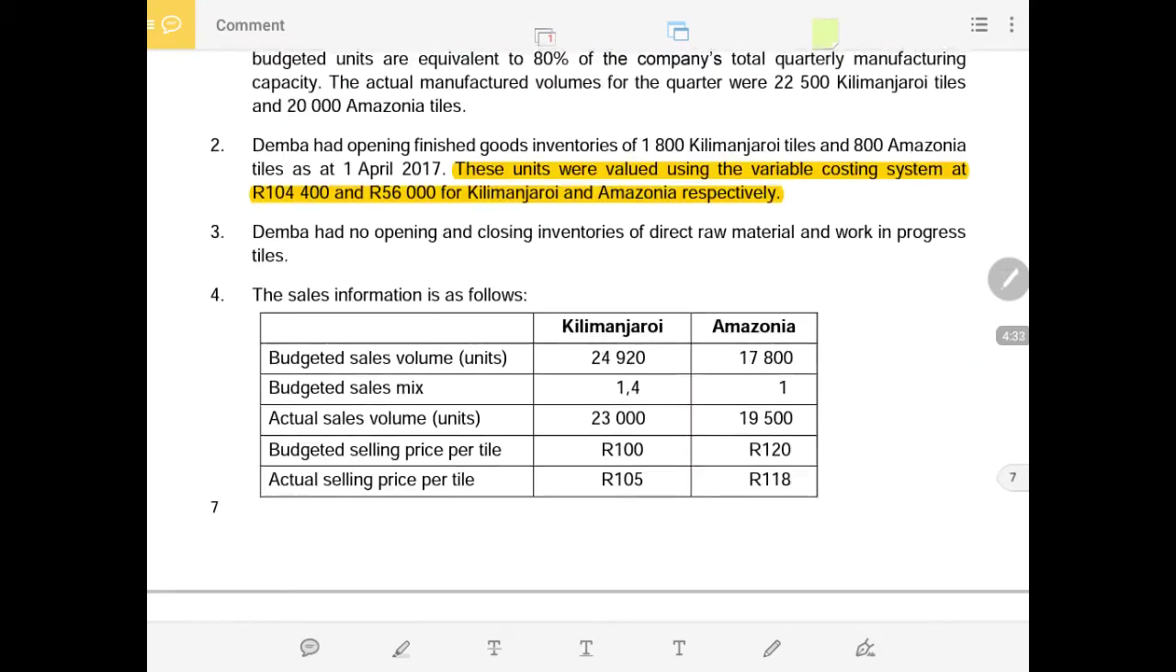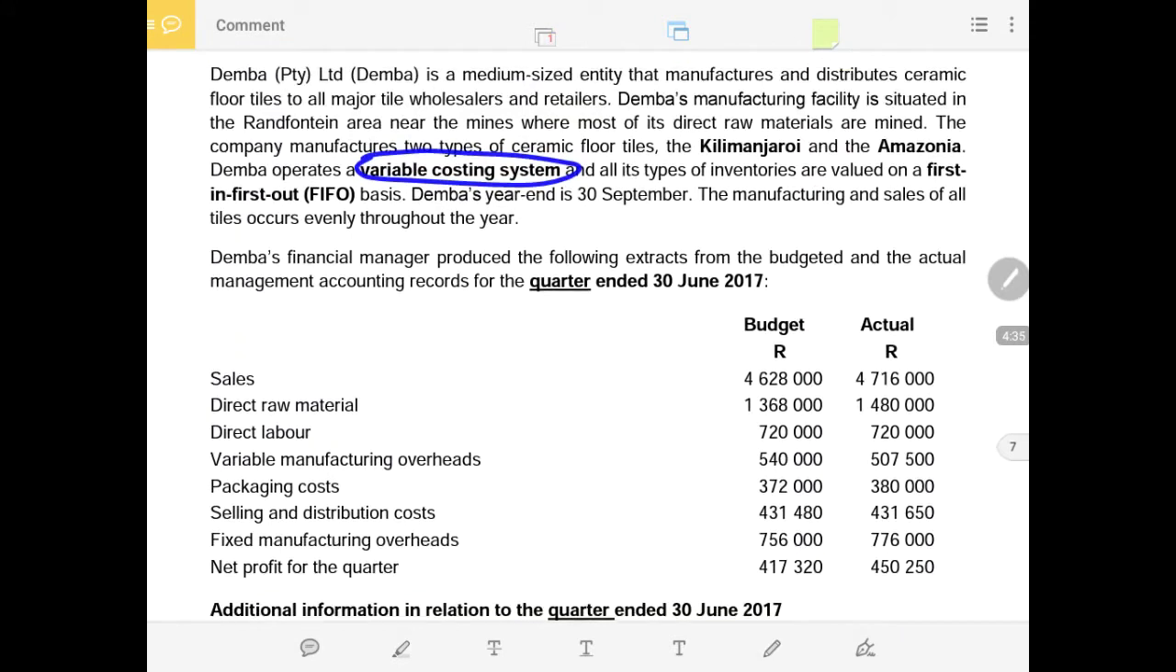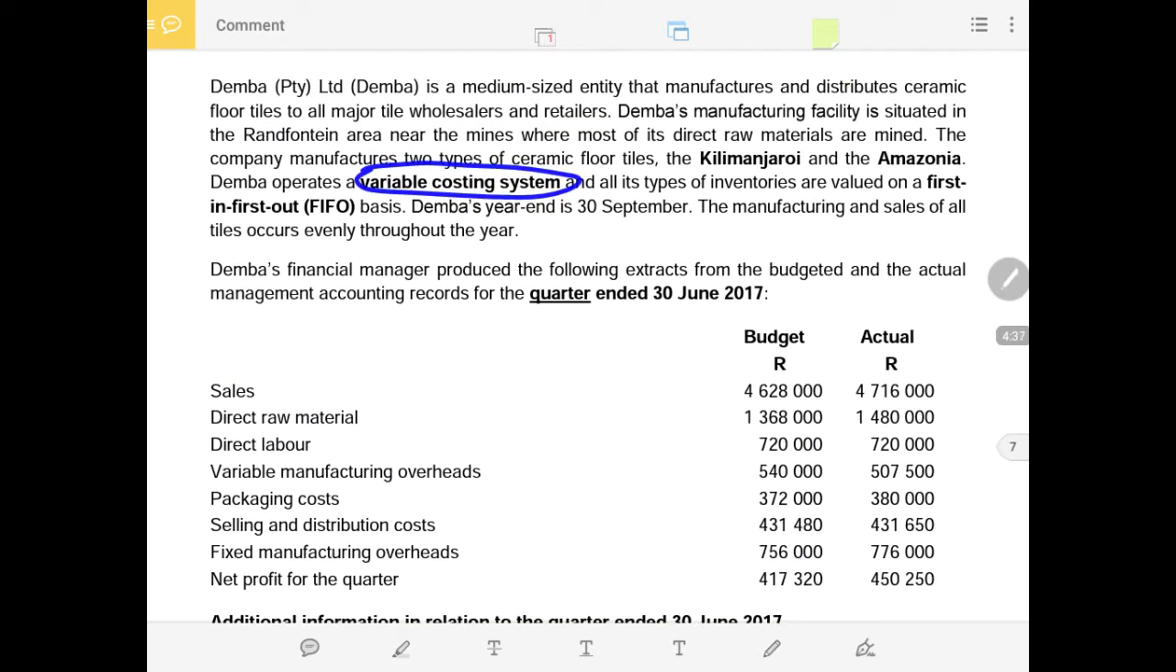There might be some information that is very crucial because we are moving from one system to another system. It further says that all its types of inventories are valued using first-in-first-out basis, and Demba's financial year ends on September 30th every year, and the manufacturing and the sales of all these tiles occur evenly throughout the year, meaning equally every month they manufacture and sell almost the same number of units.